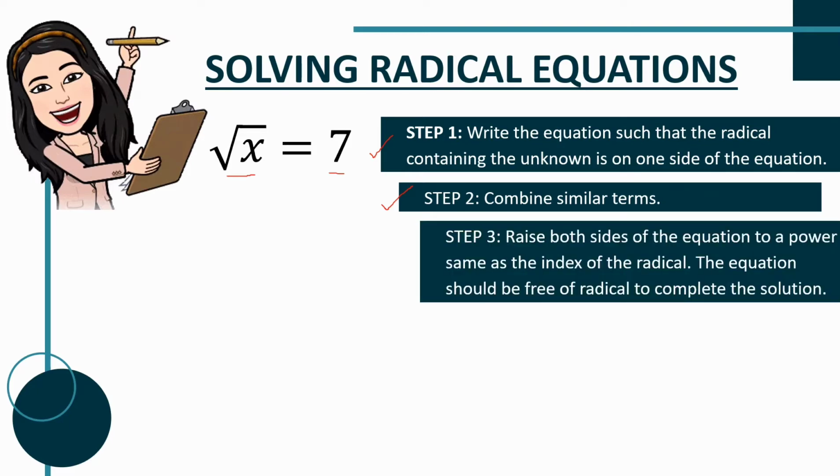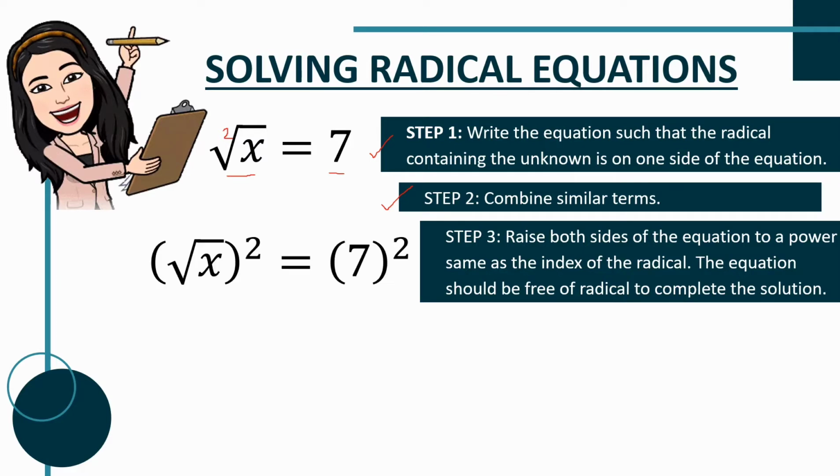Raise both sides of the equation to a power, same as the index of the radical. Kailangan daw nating i-raise itong dalawang side into the power of the same as the index of the radical. So, what is the index of our radical? Yes, we have 2. Tama ba? Okay, so therefore, kailangan pala natin silang i-raise to the power of 2.